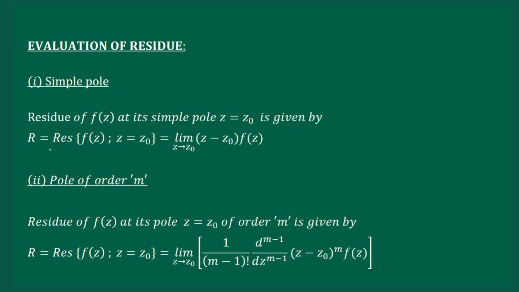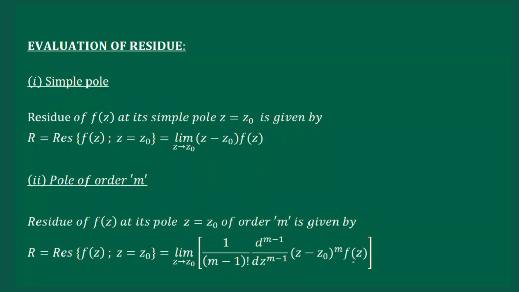The formula is: residue of f of z at z equal to z naught is given by the limit as z tends to z naught of z minus z naught into f of z. This is the formula to calculate the residue for a simple pole. Similarly, for a pole of order m, the formula is the limit as z tends to z naught of 1 by m minus 1 factorial into d to the m minus 1 by dz to the m minus 1, that is the m minus 1th derivative, of z minus z naught whole power m into f of z.